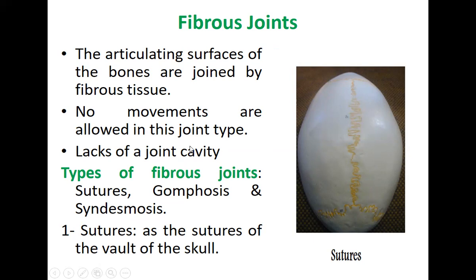Types of fibrous joints. Within this fibrous joint, there are again three types. One is called the sutures, as you see here. Then the gomphosis and the syndesmosis. The sutures are the sutures of the vault of the skull. So this is the vault, and this zigzag line is called a suture. This is the suture type of joint.